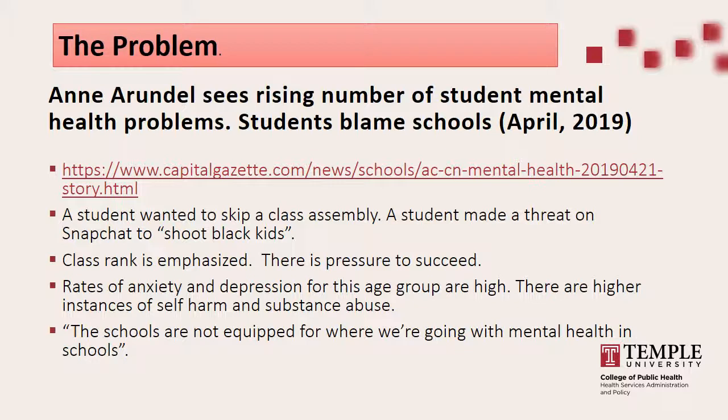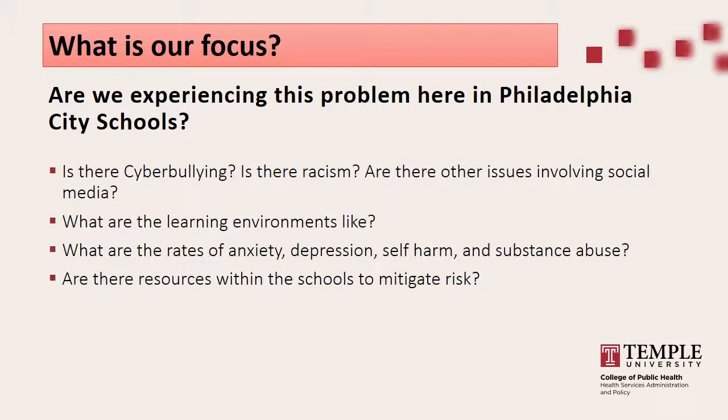One of the school leaders said the schools are not equipped for where we're going with mental health in schools. What is our focus? Are we experiencing this problem here in Philadelphia City Schools? Is there cyberbullying? Is there racism? Are there other issues involving social media? What types of social media? What are the learning environments like? What are the rates of anxiety, depression, self-harm, and substance abuse in this location? And are there resources within the schools to mitigate risk?